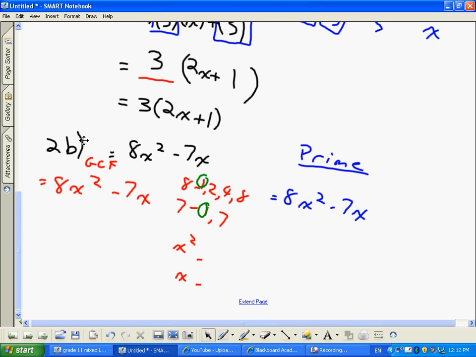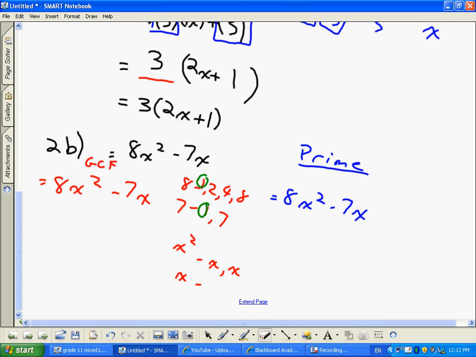What are the factors of x squared? Anyone know? Yeah. X times x. That's a factor. So I can do x times x. Or I can do what? Anyone know another one? X squared times 1. Those are another 2 factors.